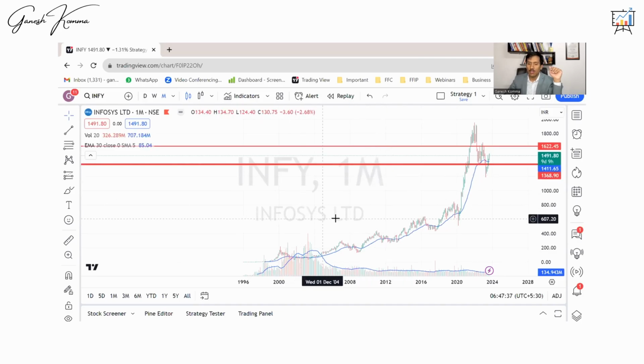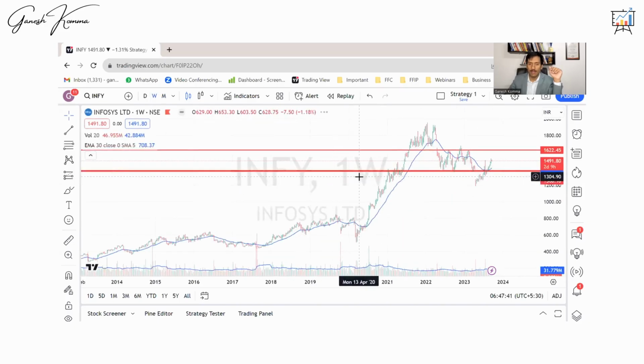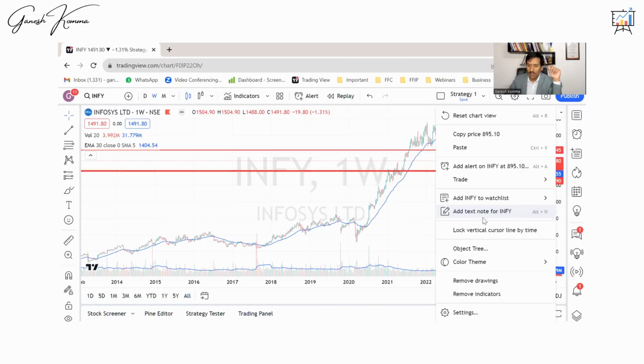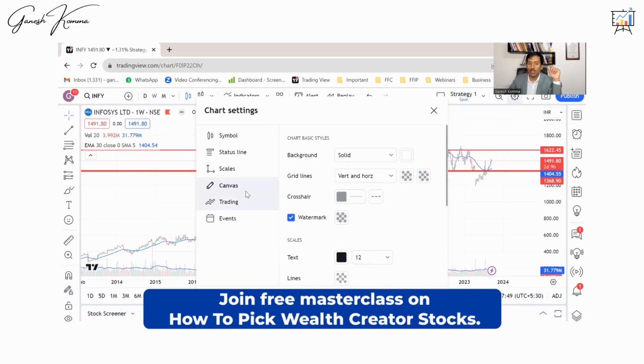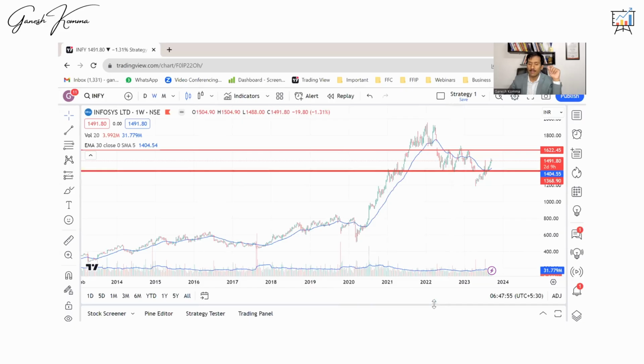Your stock name, your code, and the time frame it will be reflecting, right? So what do you do? Go on the white space of your TradingView, right click, go to settings, and select the watermark here, which is there in canvas. If you want to keep the watermark, select it or untick it.